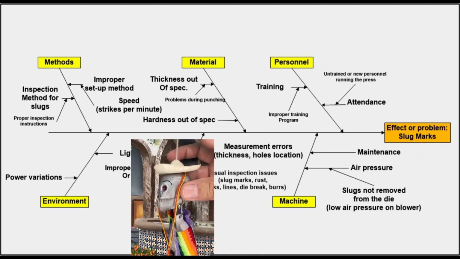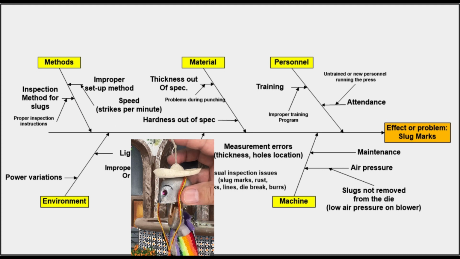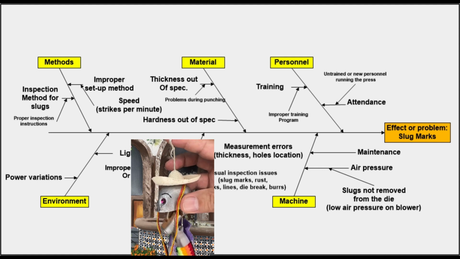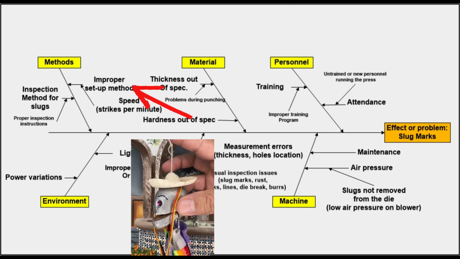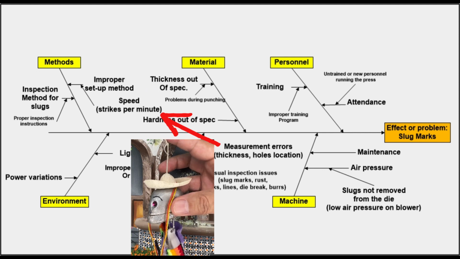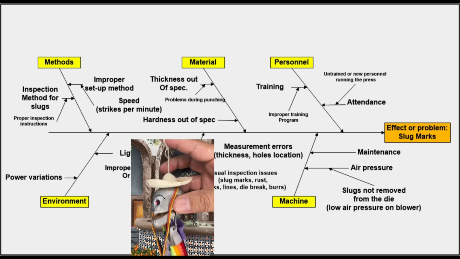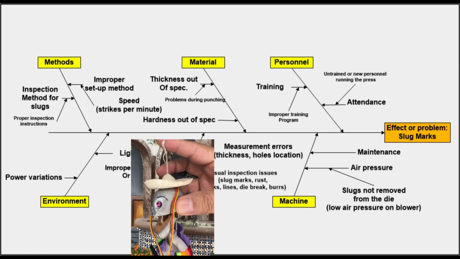As you can see, for potential root causes in their method, they selected inspection method for slugs. What the company was looking for was if the personnel had the proper instructions and if they were looking for the slugs during the stamping operation. They also reviewed if the machine was set up properly, especially on the speed or strikes per minute. Sometimes, if the presses run too fast, it is difficult to remove all of the slugs. By the way, neither of these potential causes was the root cause of the problem.